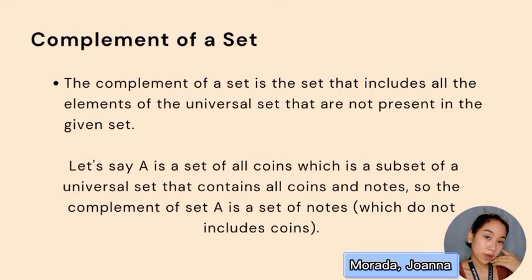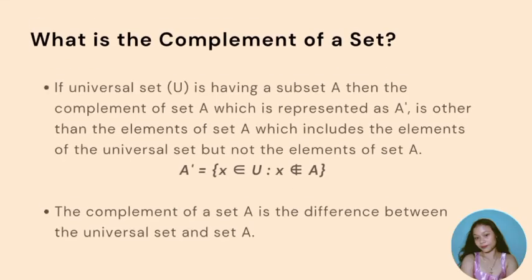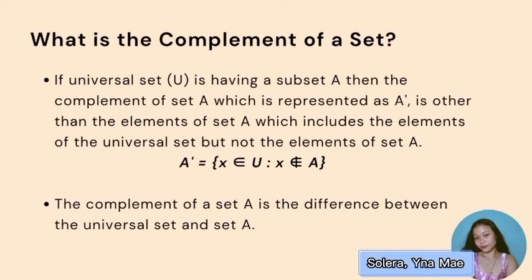In this article, we will discuss in detail the complement of a set, its definition along with properties, solved examples, and practice questions. If a universal set has a subset A, then the complement of set A, represented as A prime, includes the elements of the universal set but not the elements of set A. Here, A prime is equal to x is an element of U such that x is not an element of A. In other words, the complement of set A is the difference between the universal set and set A.